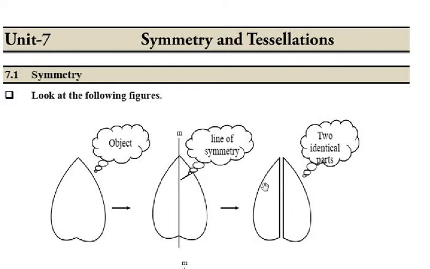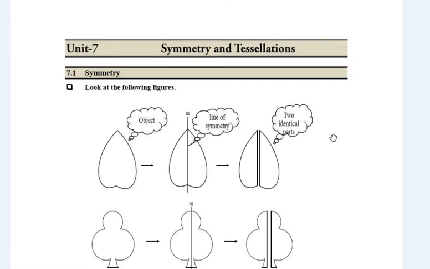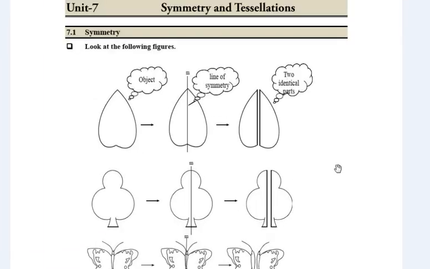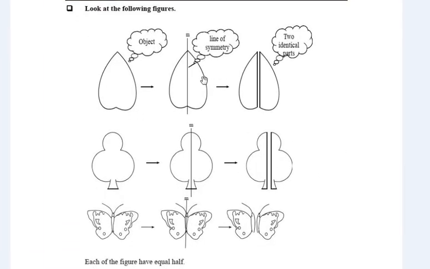You can see the equal halves are there, and equal halves means everything: the area is also the same, and the shape is also the same. Look, everything is similar, no? So the shape is the same, the area is the same, and the line is the same. That means these are identical parts. These two are identical. Identical means same parts, same, similar. So this is the line of symmetry that we will be studying today.